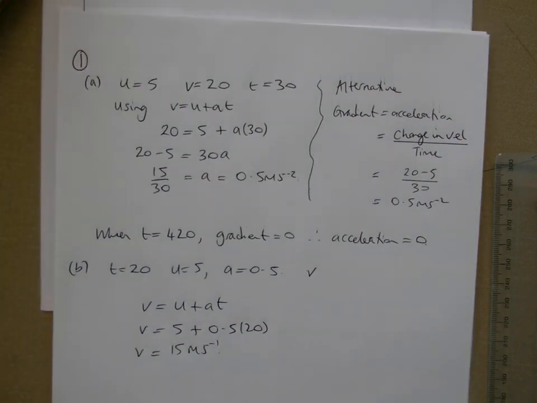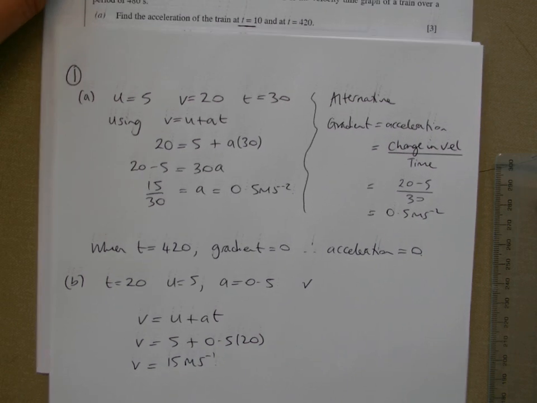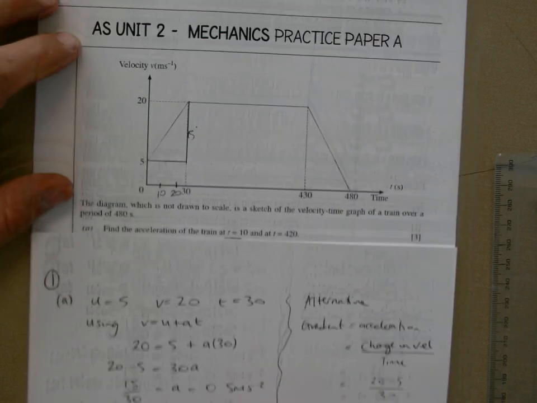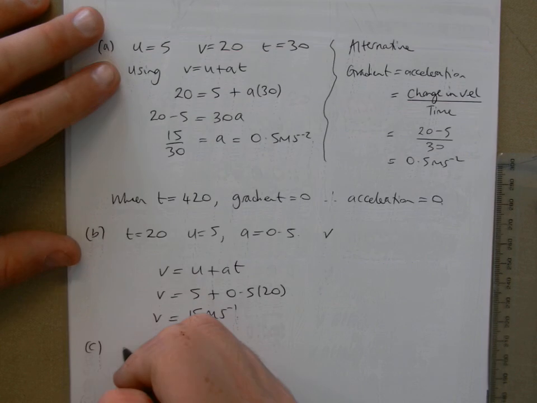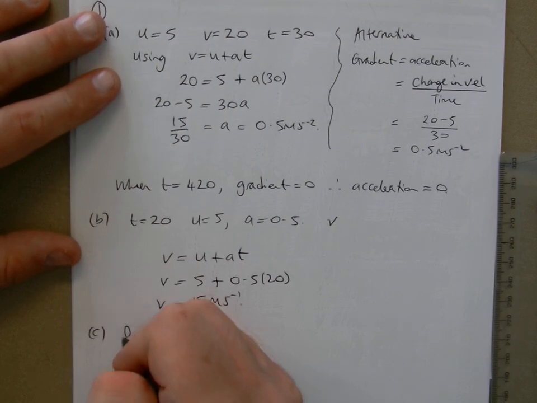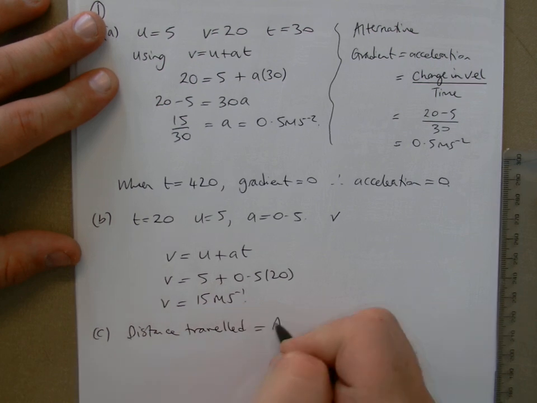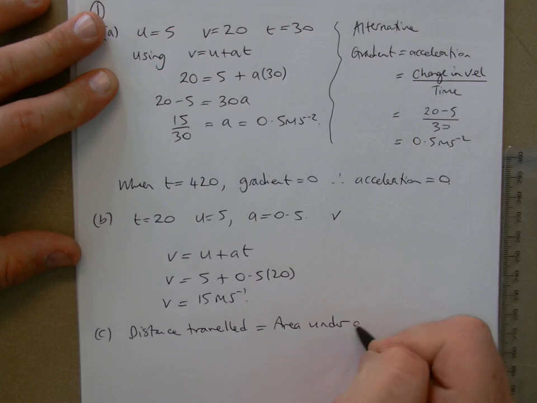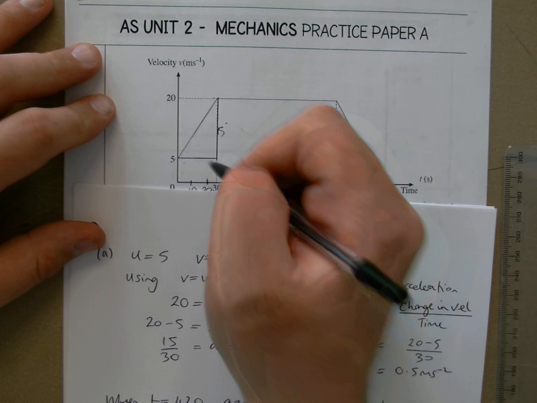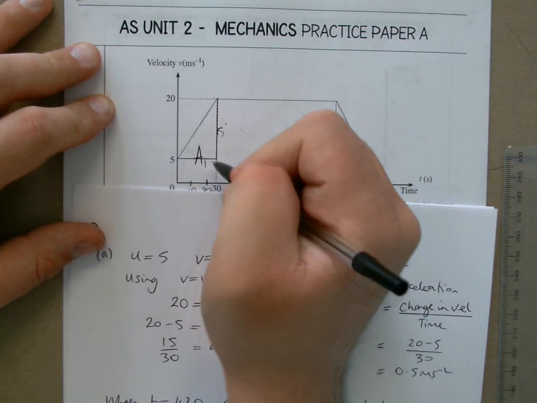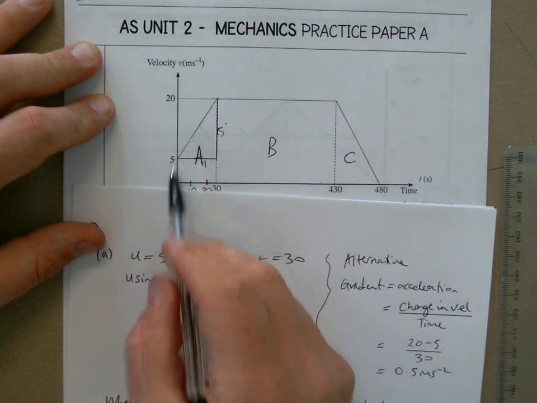Part C then, it says find the distance travelled between 0 and 480 seconds, the whole distance travelled. Now, of course, what you've got to do here is look at the area under the graph. So remember that, that's the best way to do it when they give you a graph. The distance travelled is the area under the graph. So if we look at the areas here, we'll call them A, B and C. So we've got a trapezium here.